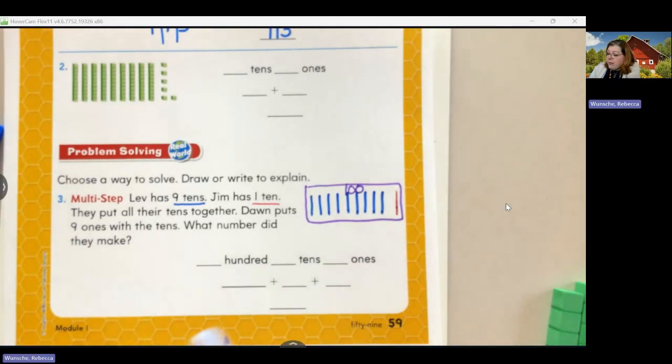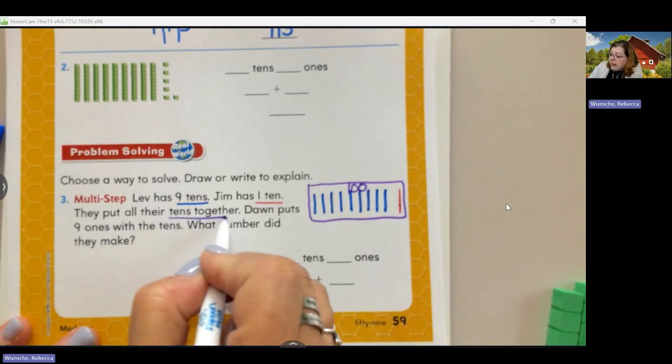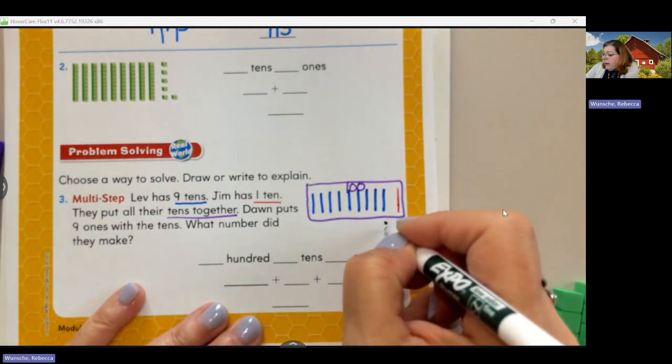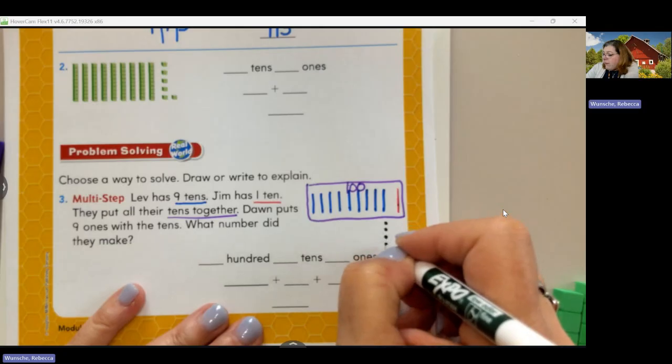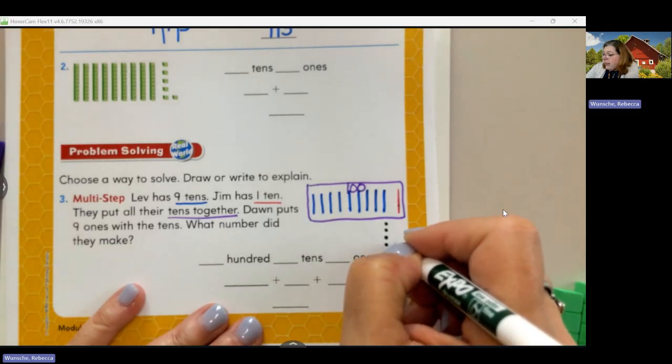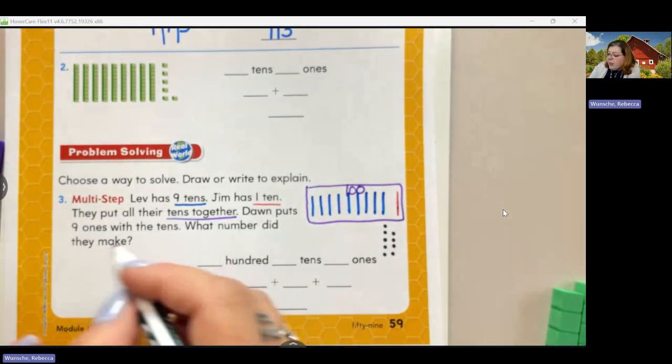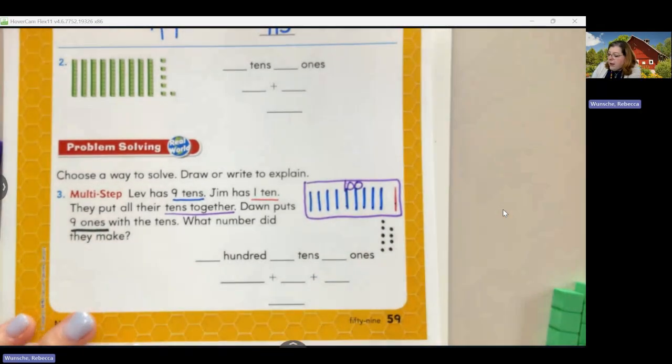Then it says to me, so this is putting all my tens together. Then it says to me that Dawn puts 9 ones with the tens. So I'm going to go in with Dawn's, and I'm going to put my ones here. 1, 2, 3, 4, 5, 6, 7, 8, 9. So that's her 9 ones that I put there with the tens. And then it asks me, what number did they make?